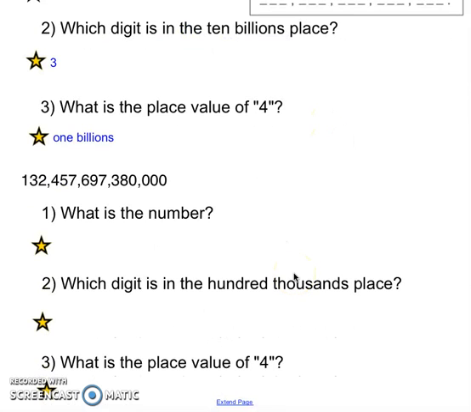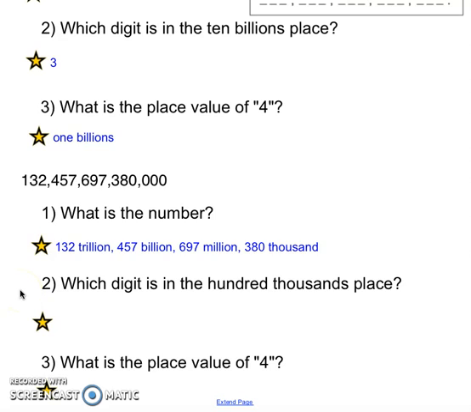All right, I'm going to scroll down. I want to know what the number is. Take a second, figure it out. All right, you ready? Here we go. 123 trillion, 457 billion, 697,380,000.